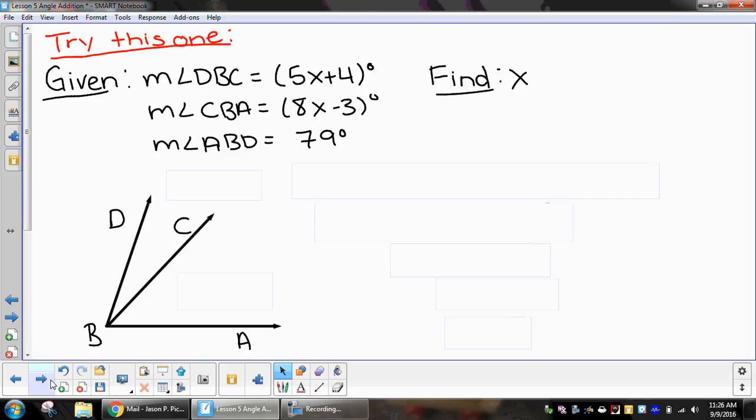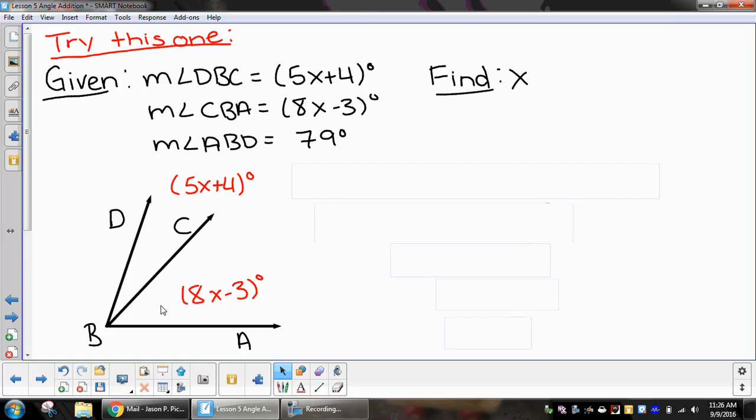So pause here, copy the picture, get the information, and I want you to find the value of x in this situation. So I'll label my picture. Angle CBA is 8x minus 3, and angle DBC is 5x plus 4.